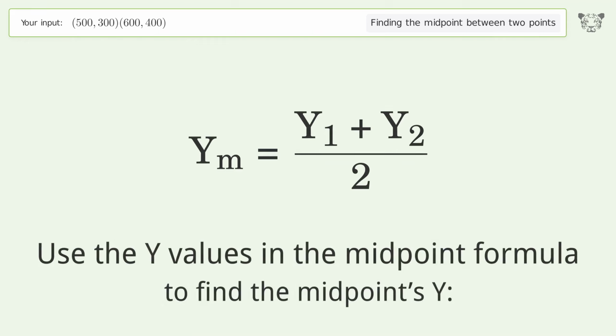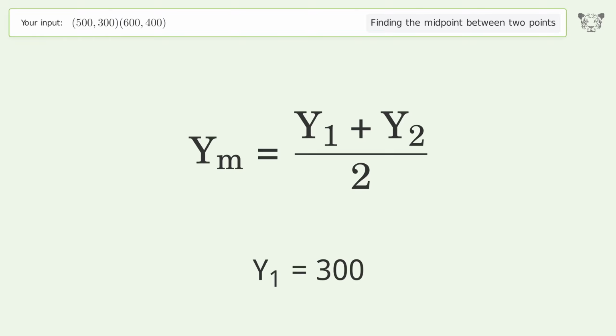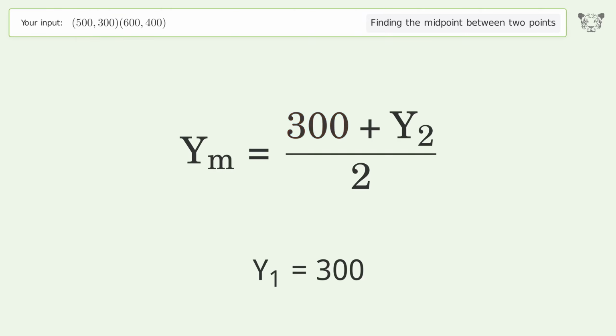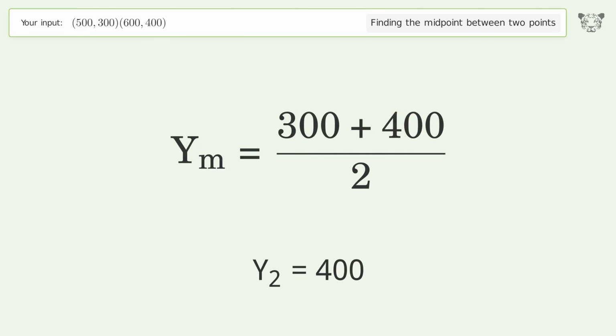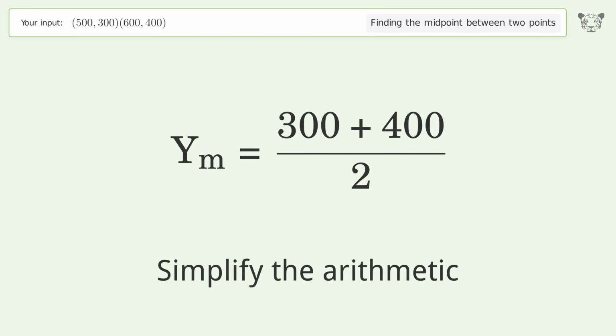Use the y values in the midpoint formula to find the midpoint's y. y1 equals 300. y2 equals 400. Simplify the arithmetic.